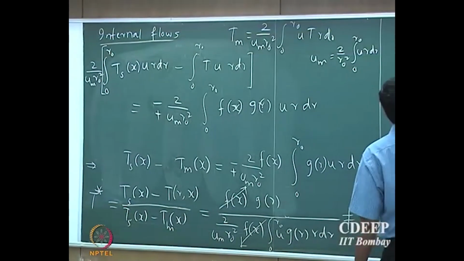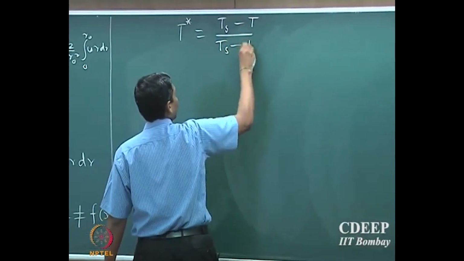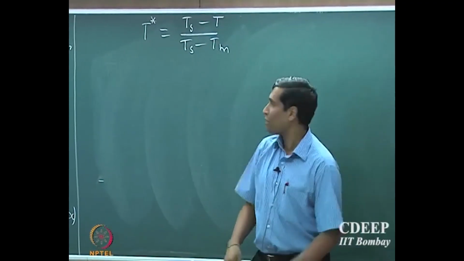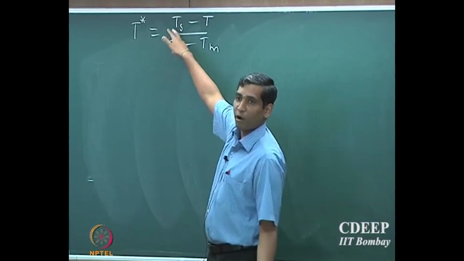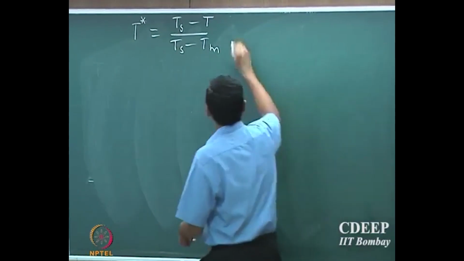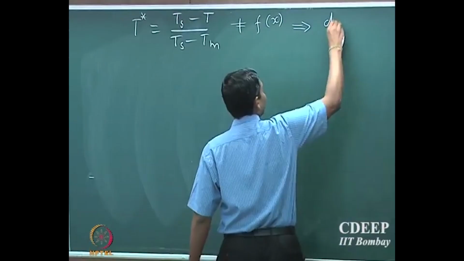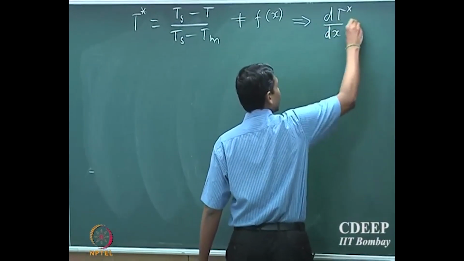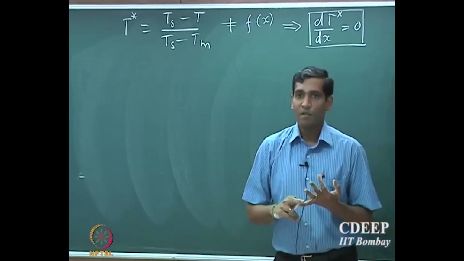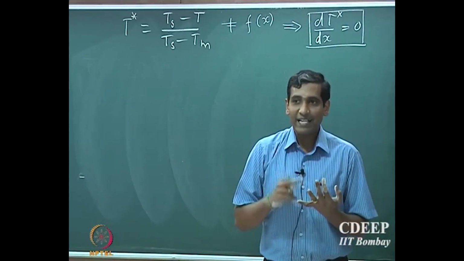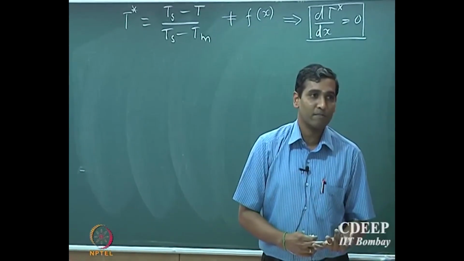So this means, if T star is Ts minus T by Ts minus Tm, I am just removing the functional dependence, but you should always assume that Ts is a function of position if it is a constant flux condition and Ts is constant if it is a constant temperature condition, okay. And so that's not a function of the axial position, which means that dT star by dx is 0, okay. So that's the first observation. So it's the gradient of the dimensionless temperature that is 0 and not the gradient of the actual temperature, okay.